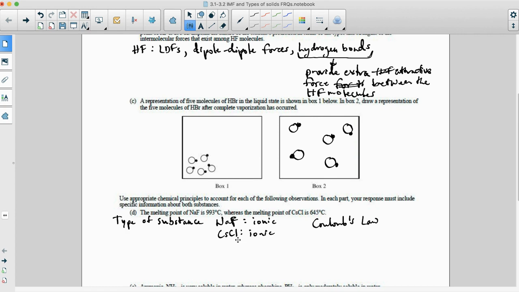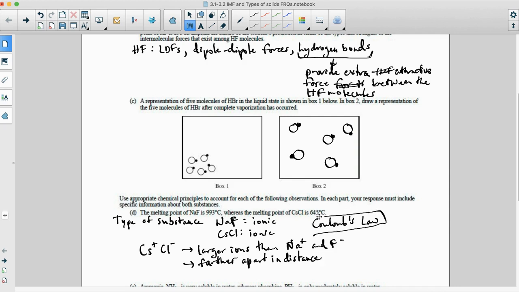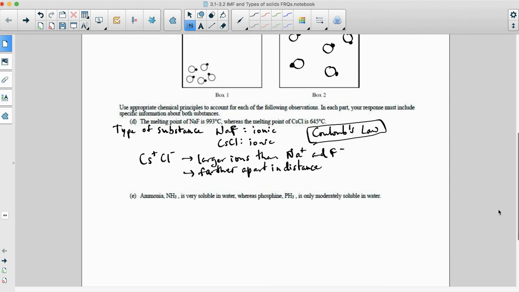So here we can see that in CsCl, Cs plus and Cl minus are larger ions than Na plus and F minus. This means larger ions, which means they are farther apart in distance. And so we now can invoke Coulomb's law. Coulomb's law says if things are farther apart in distance, we have decreased force of attraction between the ions.